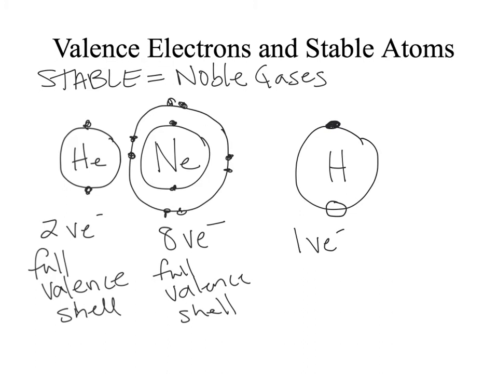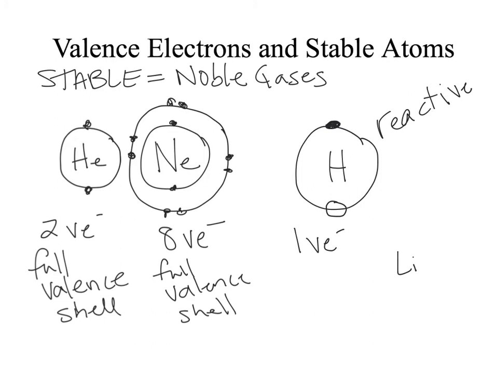Because hydrogen is missing an electron, it has space to accept an electron from another atom, and that means that hydrogen is reactive. It is not stable because it has room for more electrons in that valence shell.